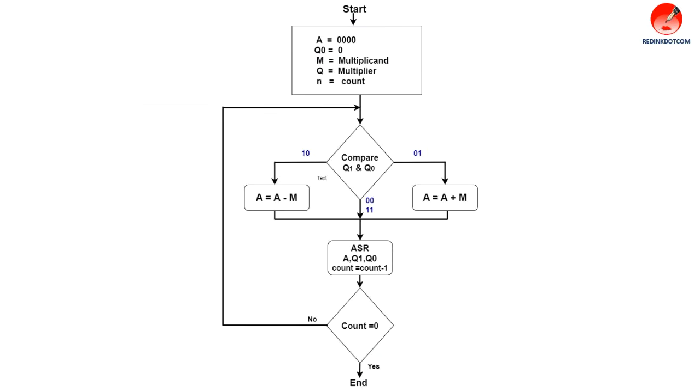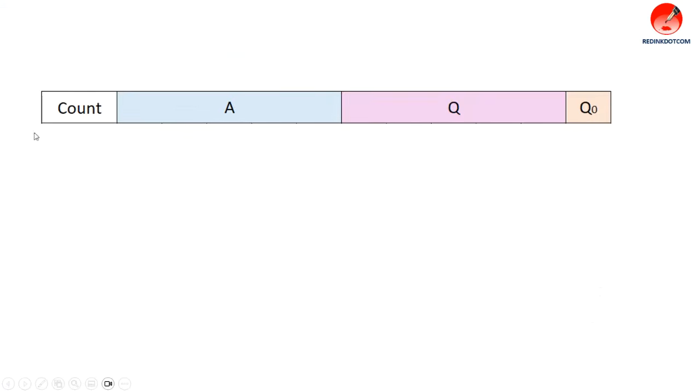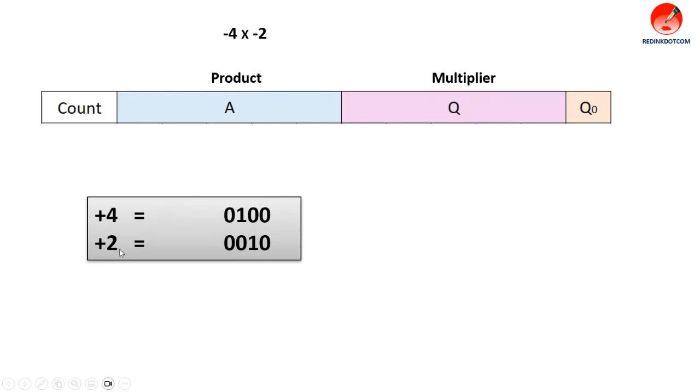Let's see one example. First you draw the table like this. The first column is count, that is the number of bits present in the problem, and then the A register, Q register and Q0 register. In this example I am going to multiply -4 by -2. Before starting the multiplication process, I first write the correct representation of these two negative numbers. The values given in the problem are 4 and 2. So first I write 4 and 2 here, written in 4-bit format.